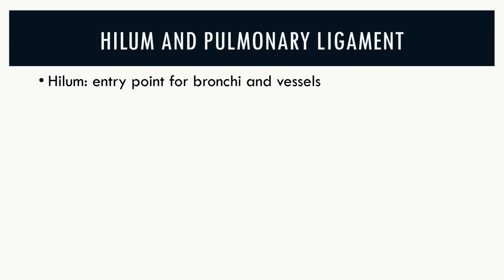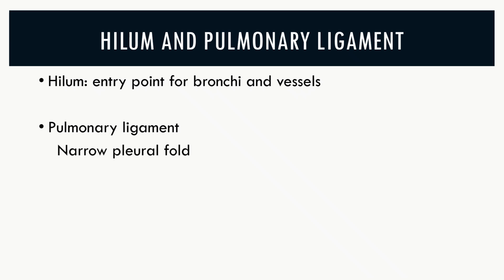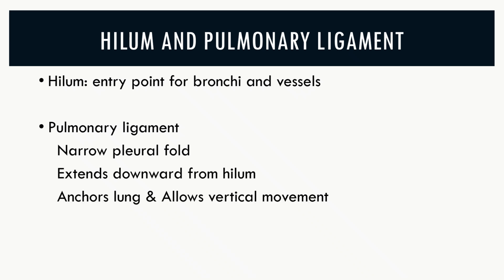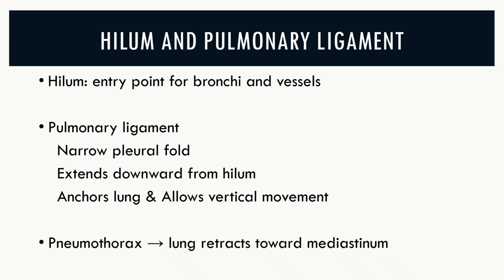Hilum and pulmonary ligament. Lung is attached to mediastinum at hilum, which serves as an entry point for bronchi and blood vessels. Additional support is provided by pulmonary ligament, which is a narrow pleural fold that extends downward from hilum, and these structures anchor the lung while allowing vertical movement. When a pneumothorax occurs, the lung retracts towards the mediastinum.